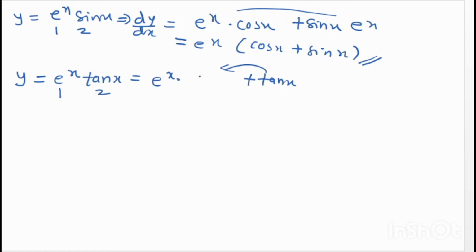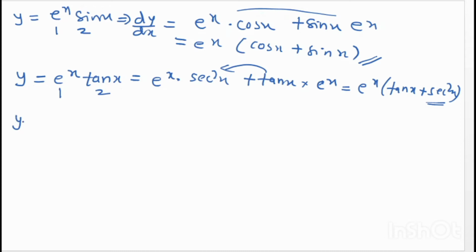So the derivative of tan x is sec square x, and the derivative of e raised to x is e raised to x. Again our observation: take e raised to x common, so the remaining terms go into the bracket, that is tan of x plus sec square x.